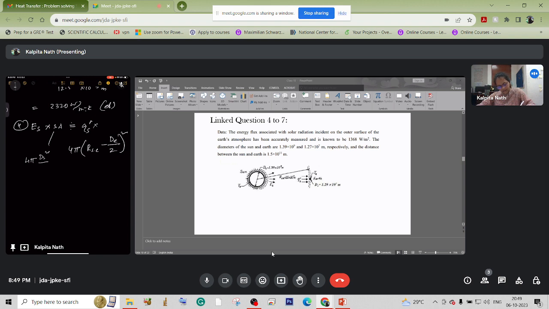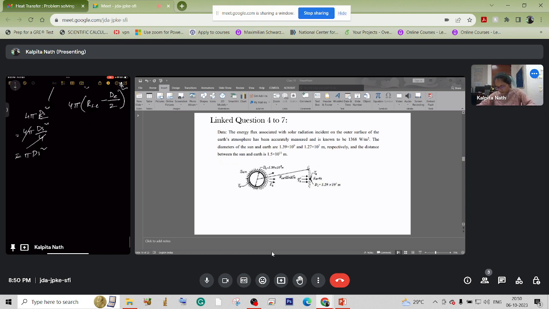Radius square, 4 pi radius square, and this is equal to 4 pi ds square by 4. This 4 will cut off, this is pi ds square. Now this will come out to be Es pi ds square is equal to 4 pi (rs minus ds by 2) whole square Qs double dash.